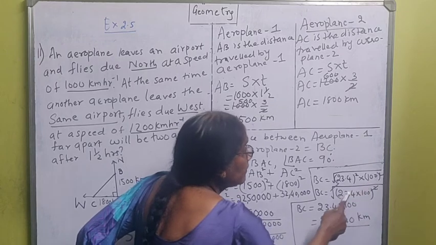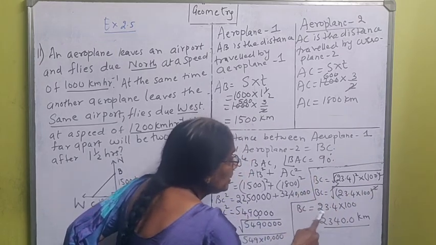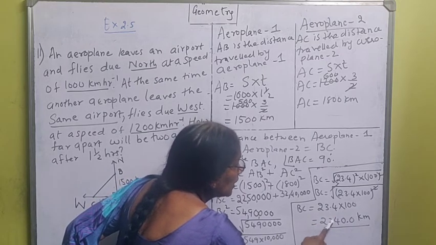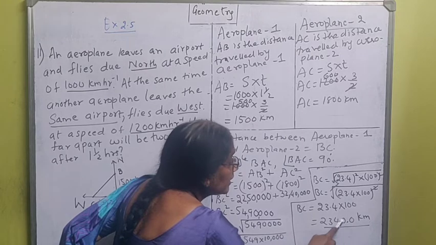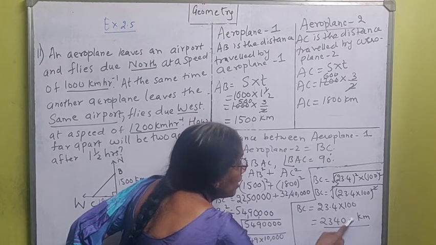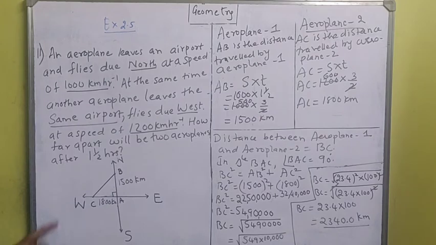So both I will write under the same square. So square and square root will cancel. So BC is equal to 23.4 into 100. So it will become how much? 23,400. But one decimal point is there. So I will keep one decimal point from the right-hand side. So I will get 2,340 kilometers. That is the distance between the two aeroplanes after 1.5 hours.